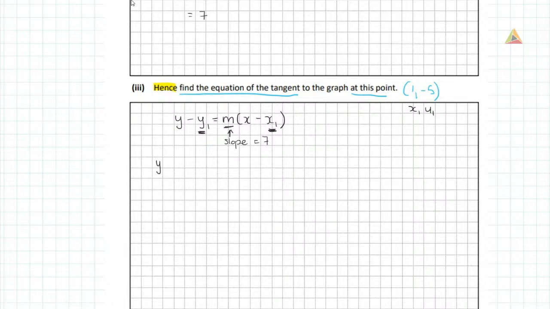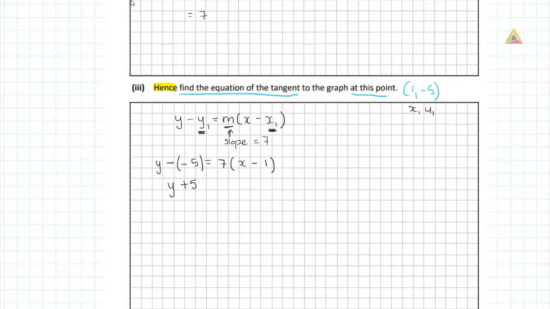And we'll substitute. So y minus, so we'll take out y1 and we'll put in minus 5, is equal to m, we'll take out m and put in 7, that was our slope, times x minus, take out x1 and we'll put in 1. A minus by a minus, whenever I see y minus minus a number, that's the same as plus because I'm multiplying a minus by a minus. So you can do that on the calculator if you're not sure.